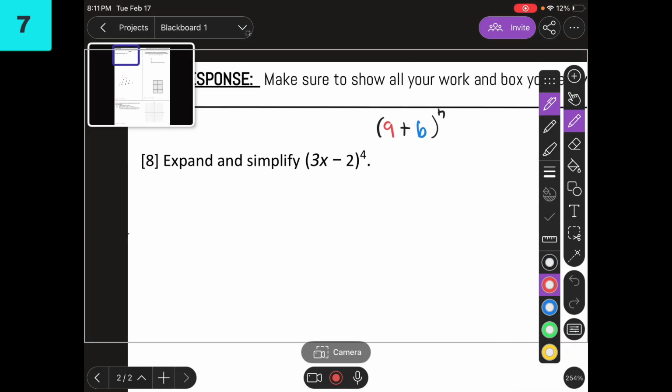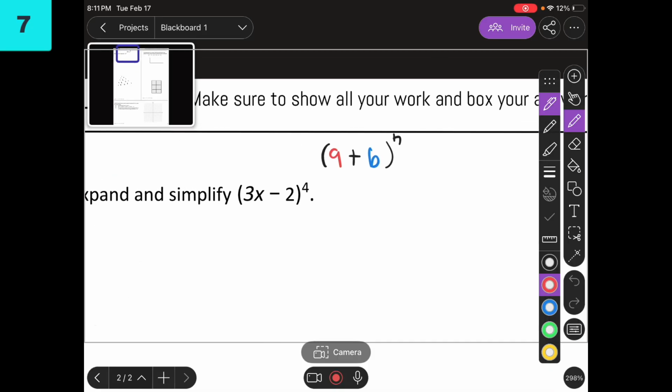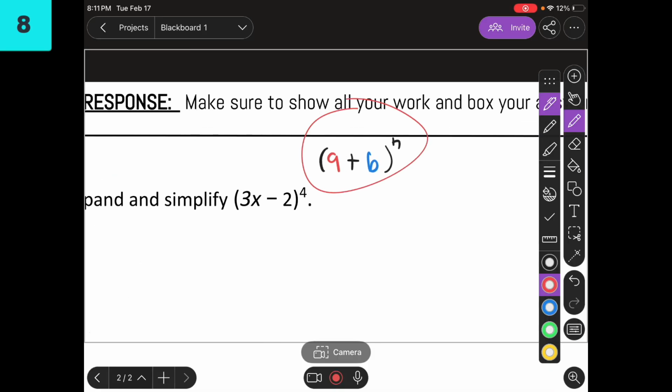All right, so this one, 3x minus 2 to the power 4, you could have solved this multiple ways. I've seen some students using the box method. You could have done that. You could have done the box method repetitions. But I'm going to show you using the binomial theorem. So binomial theorem, if you remember, you have to use this formula right here. A plus b to the power of n. In this case, n is 4.